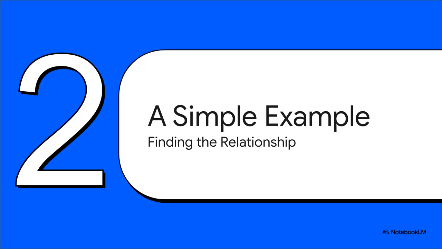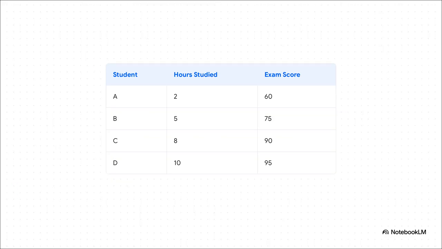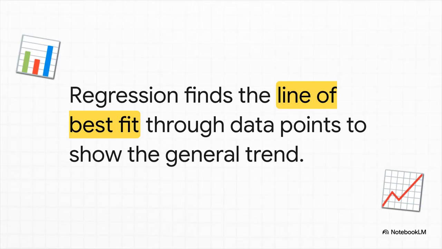You know, the best way to really get this is to see it in action. So let's use a super simple example with students and exam scores. Okay, so imagine we have this data. On one side, we have the hours a student studied. On the other, their final score. Just by looking at it, you can probably feel the pattern, right? It seems like more study time means a better score. And that's exactly what regression does, but with math. It looks at all those separate dots on a graph and draws one single straight line right through the middle of them that best sums up the trend.